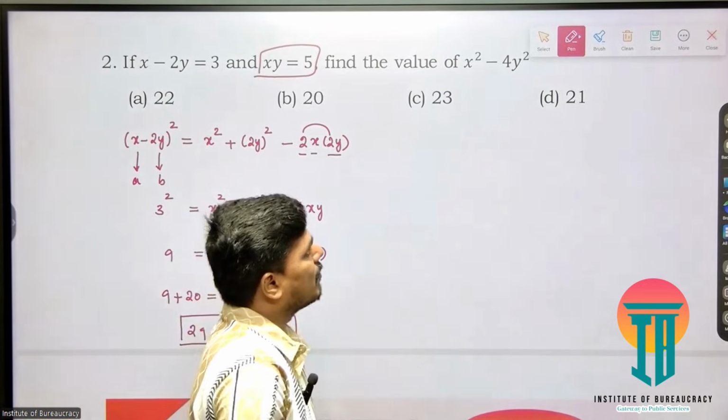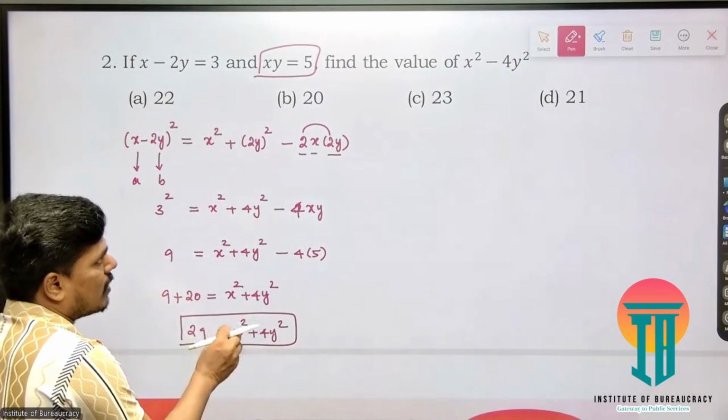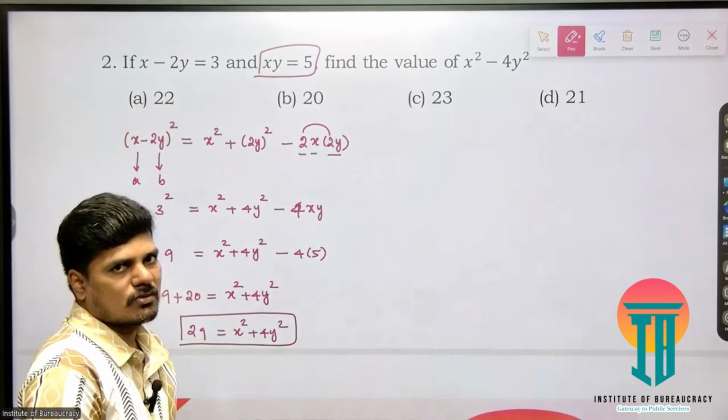But they are asking x square minus 4y square. X square minus 4y square we have not got it. We got only x square plus 4y square.